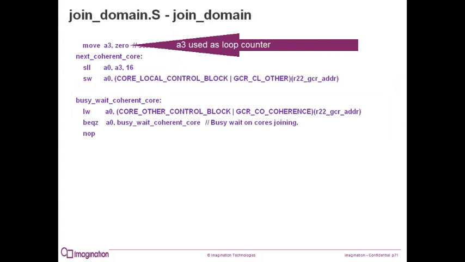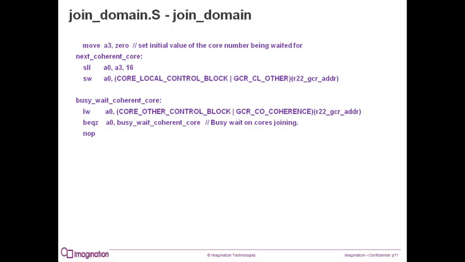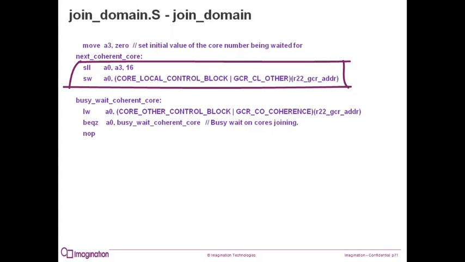The code initializes A3, which it will use as a loop counter, to 0. Next is the coherent core label, which the code will loop back to and join the next core domain. The code sets up the core other addressing register with the core number it wants to join with. It first stores the value of the core to A0, shifts it into the upper 16 bits, and then stores it to the core other addressing register.